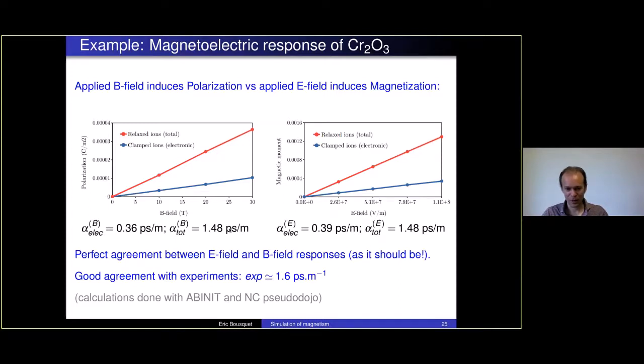So it is pretty good for such a very, very small response in the crystal. Then I also wanted to check, if I apply an electric field and plot the magnetization induced by different amplitudes of electric field, and again extract the slope of this line, I find something of the order of 1.48 picoseconds per meter. That is essentially the same as the one calculated with the applied magnetic field. So we can be confident that the implementation in the code is correct, and that we indeed have a strict equivalence between applied electric field and applied magnetic field with respect to this alpha tensor. They should.